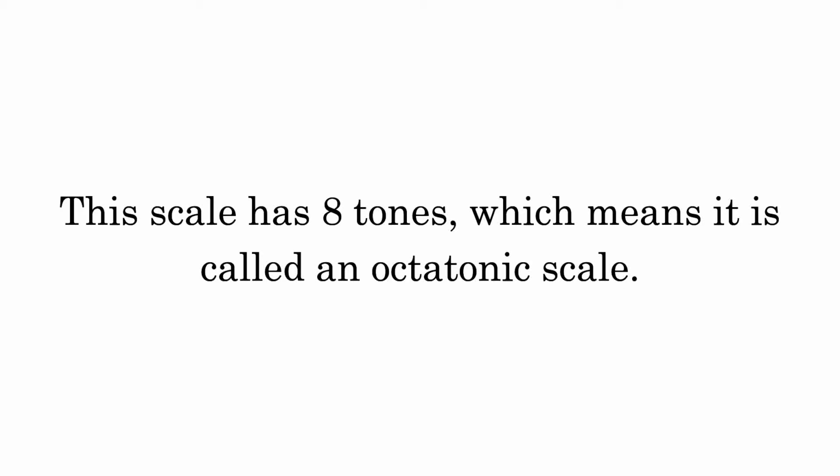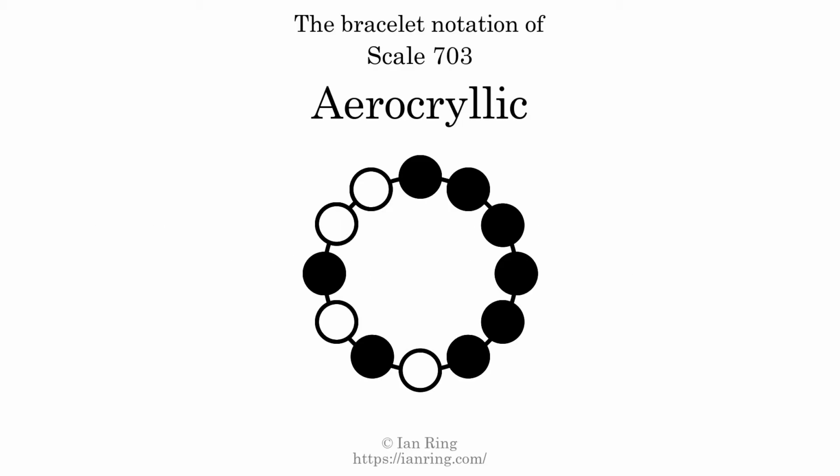This scale has 8 tones, which means it is called an octatonic scale. This is a bracelet notation diagram of scale 703. The shaded circles represent tones that appear in the scale, and they are read clockwise, starting at the top.